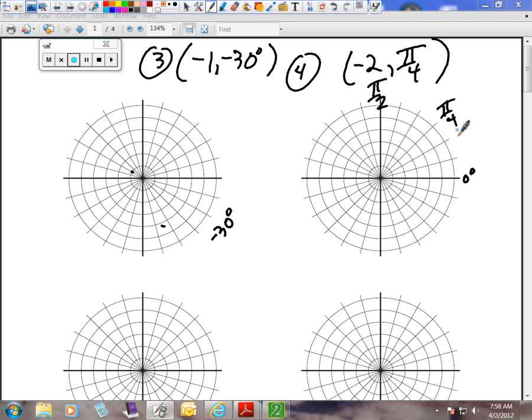Now this time, which direction do I go? What quadrant am I going to end up in? 3, right? So instead of going 2 this way, I stay on this line and go 2 in the opposite direction. And that's the coordinate for -2 comma pi/4. Do you think you need any more examples? How many feel like you're okay with this? Give yourself a bonus point if you got that right.